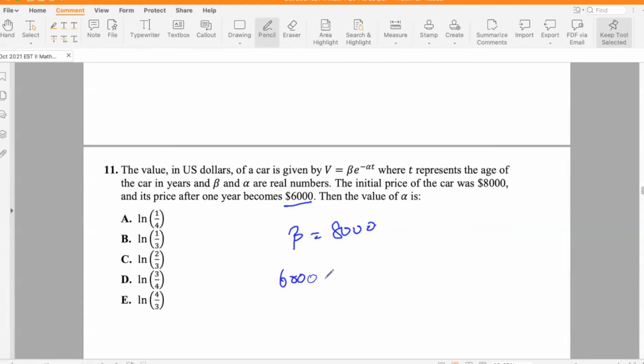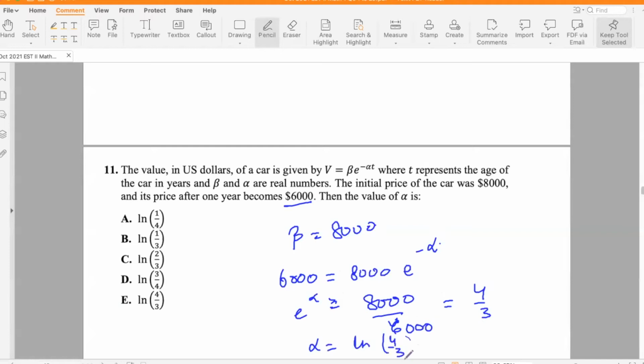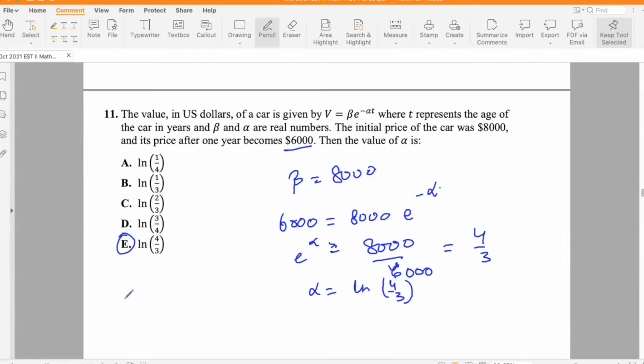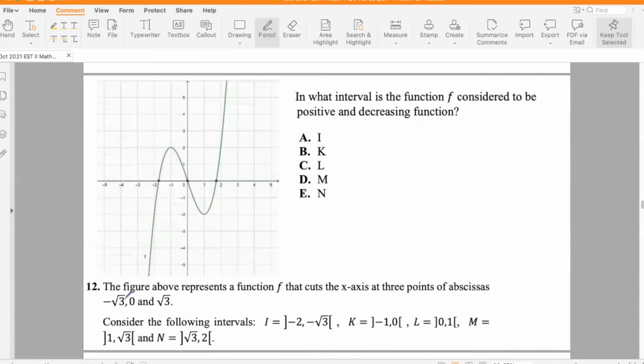So 6,000 is 8,000 times e to the power minus alpha. So e to the power alpha will be 8,000 by 6,000, right? Which is 4 by 3. So alpha is ln 4/3. ln 4/3, option E.